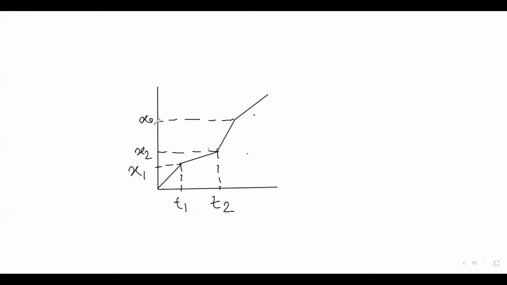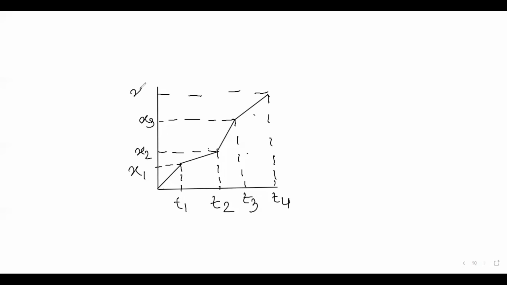So X is actually the distance here, and T is the time here. As this is the distance-time graph, we take time on the x-axis and distance on the y-axis. So this one is the last one, that is T4, and this one is X4.